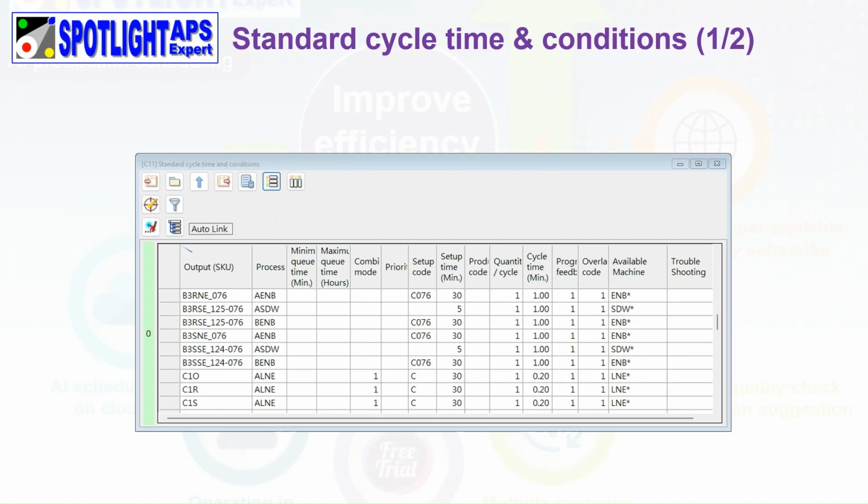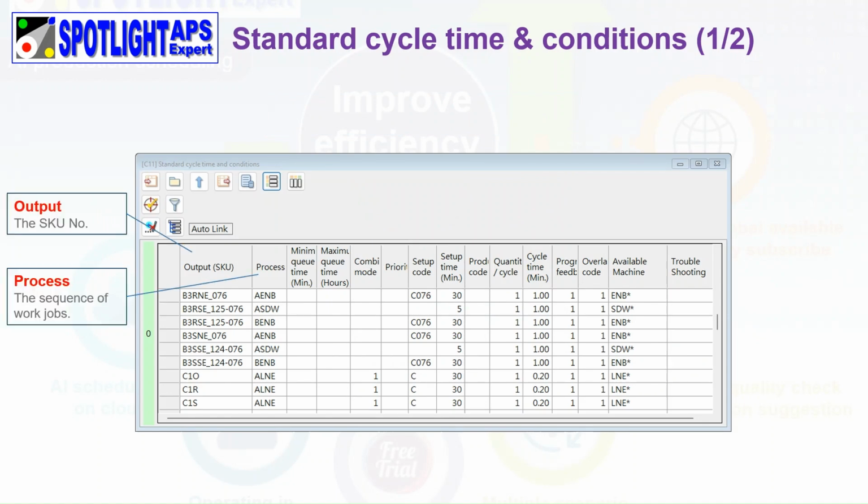Field, output SKU number, the output product SKU number. Field, process, the manufacture process of this product. This sample shows a product with two processes, ASDW and BNB. The ASDW must be scheduled first. Then schedule the second process, BNB, by the first process result.